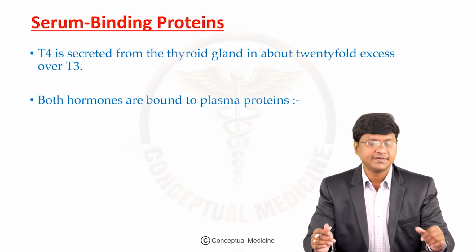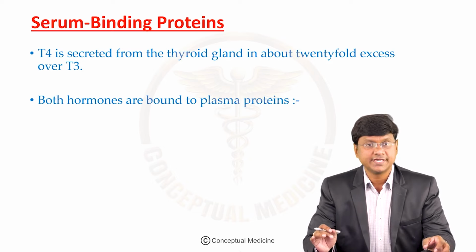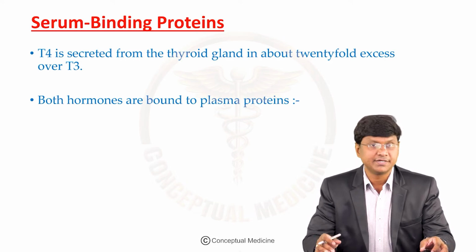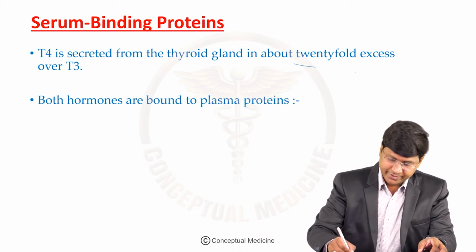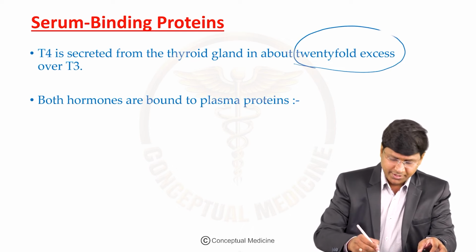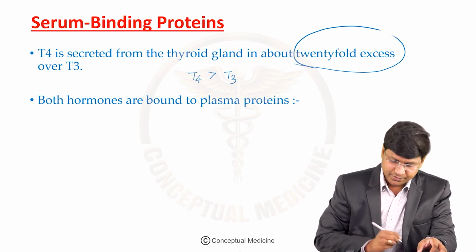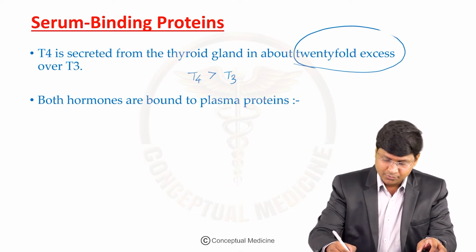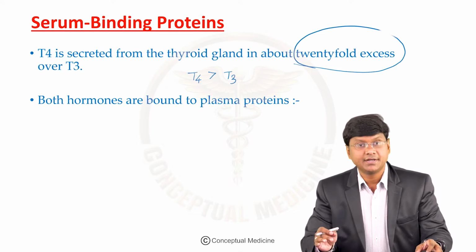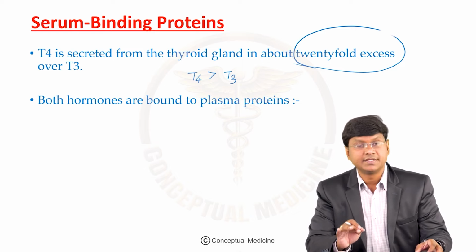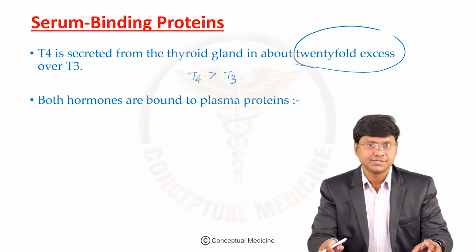As I have already said in the synthesis, T4 is the one which is being produced in excess quantity compared to that of T3. And how many folds? Almost 20 folds. And once they are released, both of these hormones are bound to the plasma proteins.